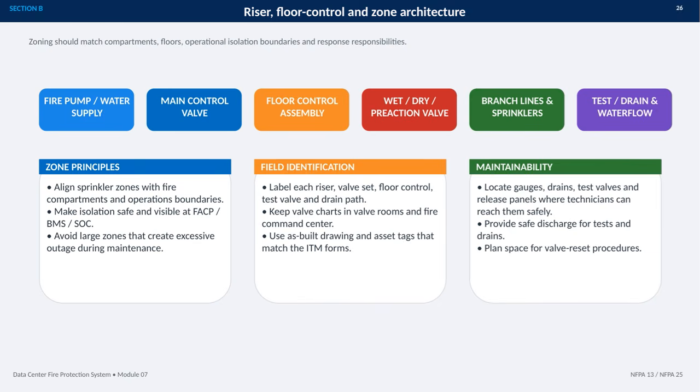Field identification supports reliable response and inspection. Each riser, valve set, floor control, test valve, and drain path should be labeled, with valve charts available in both valve rooms and the fire command center. Asset tags and as-built drawings should correspond to IDM documentation. Finally, gauges, drains, release panels, and reset areas must be safely accessible, with controlled discharge for testing and drainage, consistent with NFPA 13 and NFPA 25.